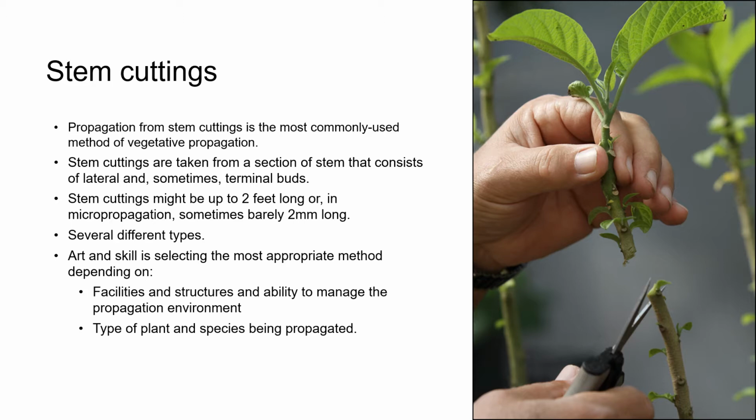Part of the art and skill of the propagator is selecting the most appropriate method, depending on the structures and the equipment we have to manage the propagation environment, and the type of plant and species being propagated. Let's take a look at the different types of stem cutting and some of the plants they're used for.